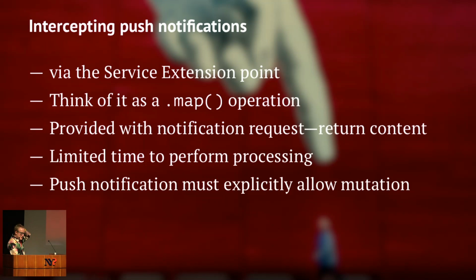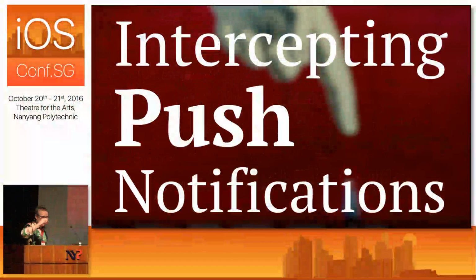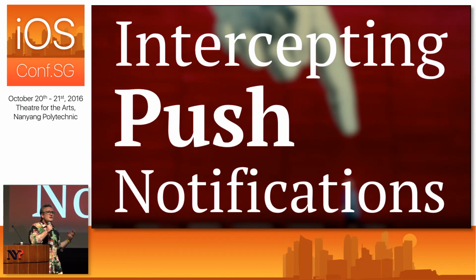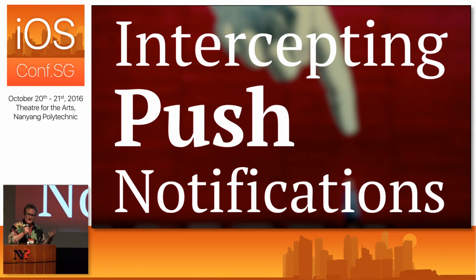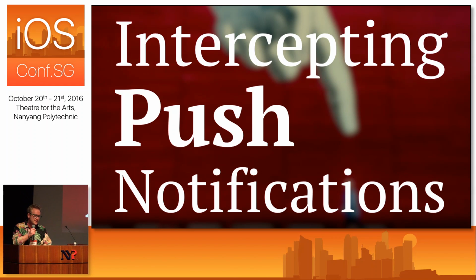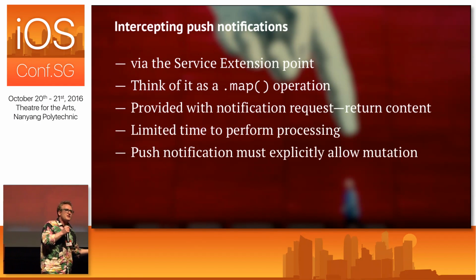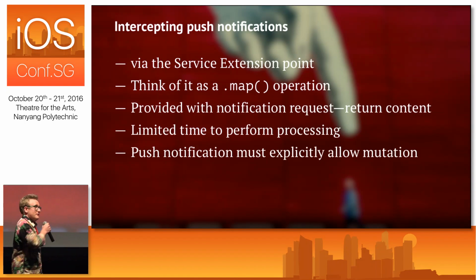Right, intercepting push notifications, the final thing. So we've spoken about one of the new extension types. There is another one called a service extension, and with this, you can intercept push notifications. What does that mean? You can kind of think of it as a map function, for those of you who are au fait with Swift. It's in Objective-C as well, JavaScript. For those of you who know what a map function is, it's a map function. If you don't know what a map function is, it doesn't matter.